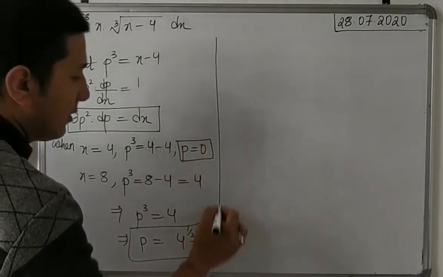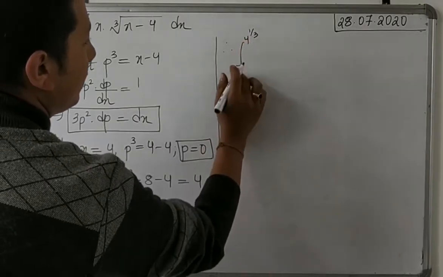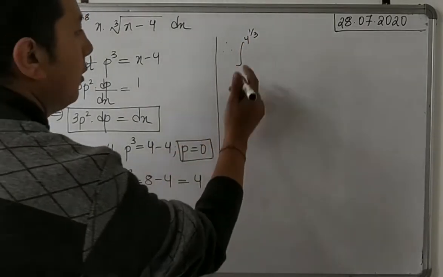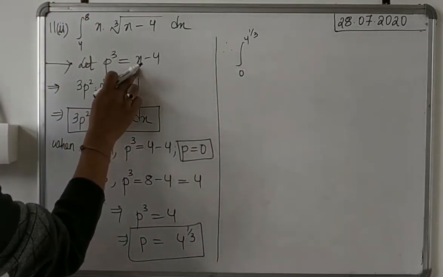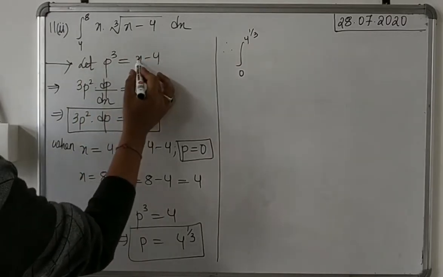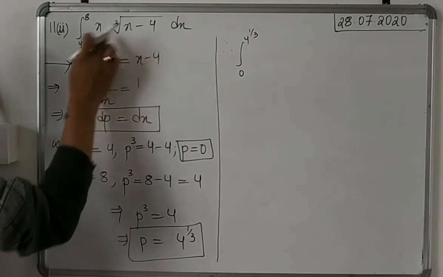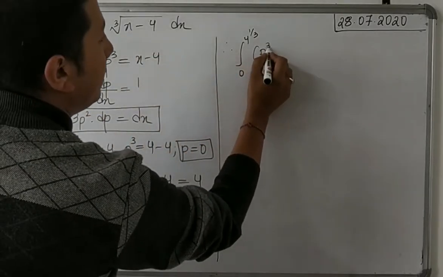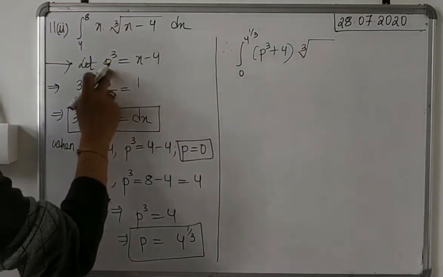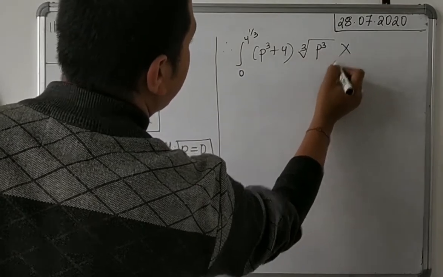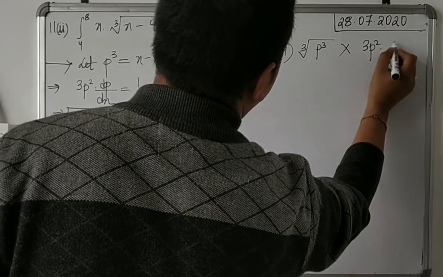Now when I put the limits back, therefore integral becomes 0 to 4 to the power 1 by 3. This is the limits. X, what is the value for x from here? X is p cube plus 4. You can see out here p cube equals to x minus 4. So what is the value for x? X is equals to p cube plus 4. This is cube root of, what is the value for x minus 4? P cube. And what is the value for dx? 3p square into dp. Please mention 3p square into dp.